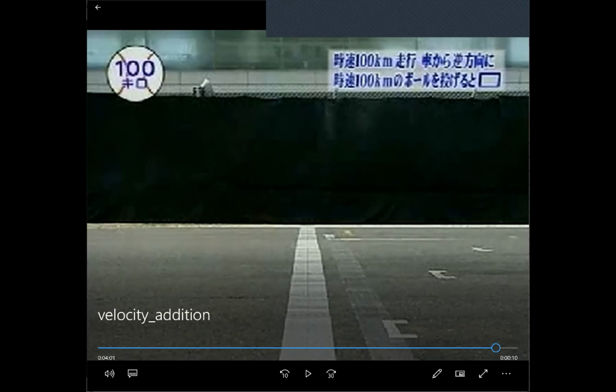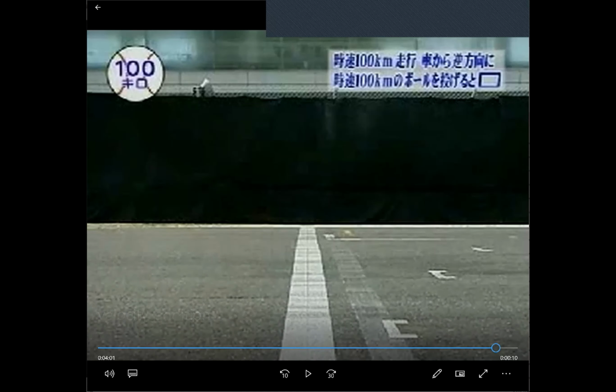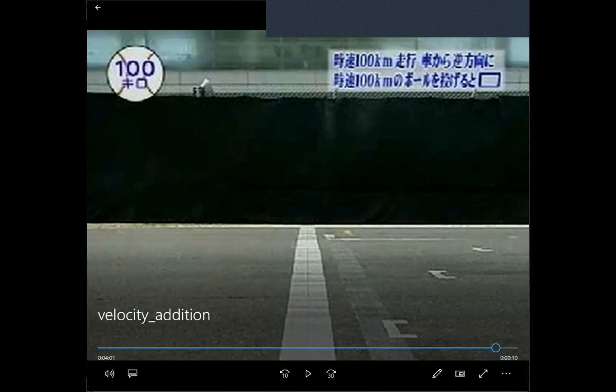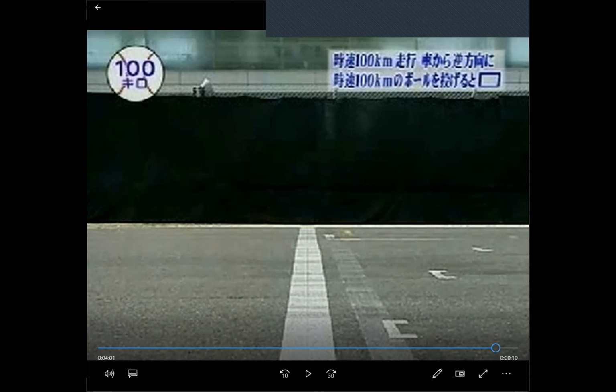But they nailed that one. Okay. Moral of the story is this stuff works, right? The car's going 100 km per hour. You're throwing the ball 100 km per hour with respect to the car in the other direction. With respect to the ground, it's not moving at all, right? It just hangs there.